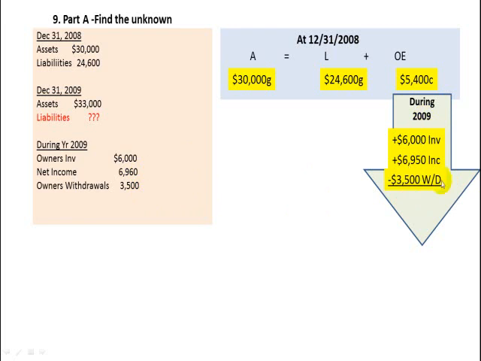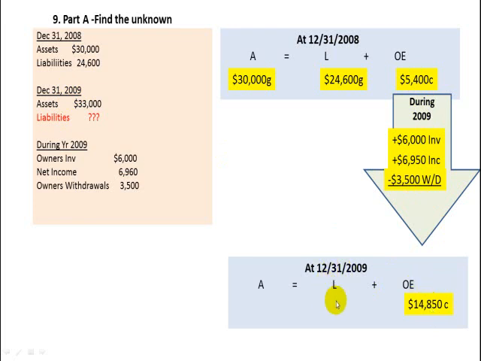And when you take these 3 things that affected owner's equity, and combine them with the beginning owner's equity, you will get the ending owner's equity. So the ending owner's equity is just 5,400 plus 6,000 plus 6,950 minus 3,500, or the ending owner's equity at 12/31/2009 is going to be 14,850.